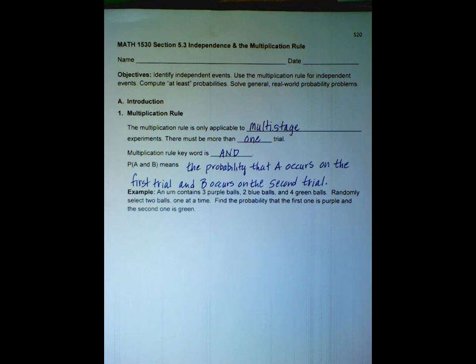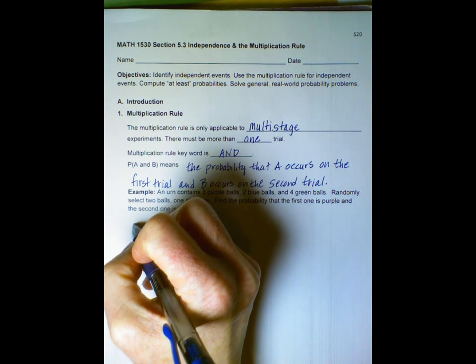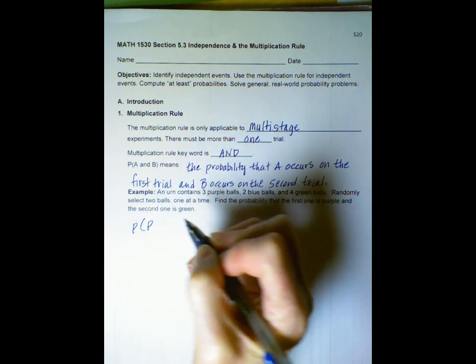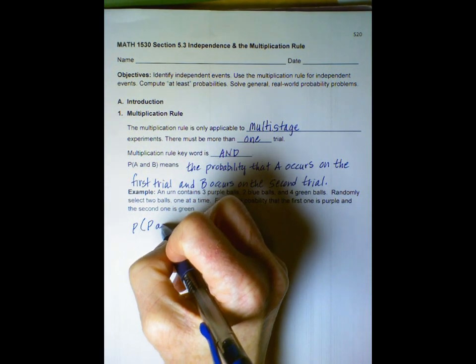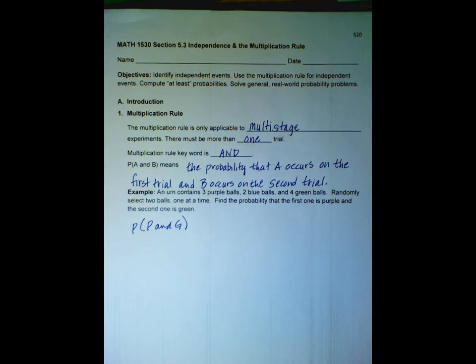We have an urn that contains 3 purple balls, 2 blue balls, and 4 green balls. We're going to randomly select 2 balls, one at a time. Find the probability that the first one is purple and the second one is green. So, what do we need to know? Let's think about this. I'm going to use capital letters, P for purple and G for green.